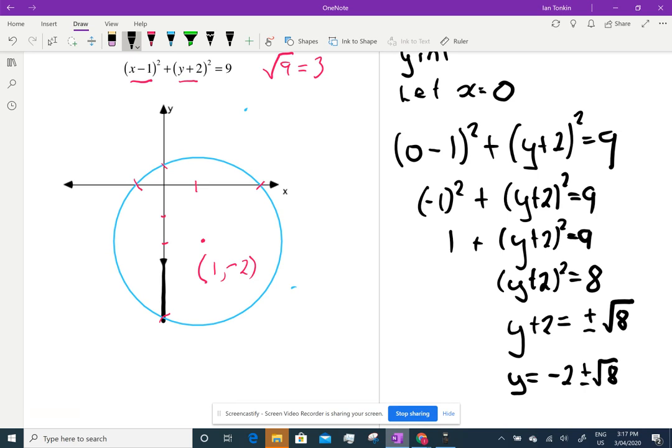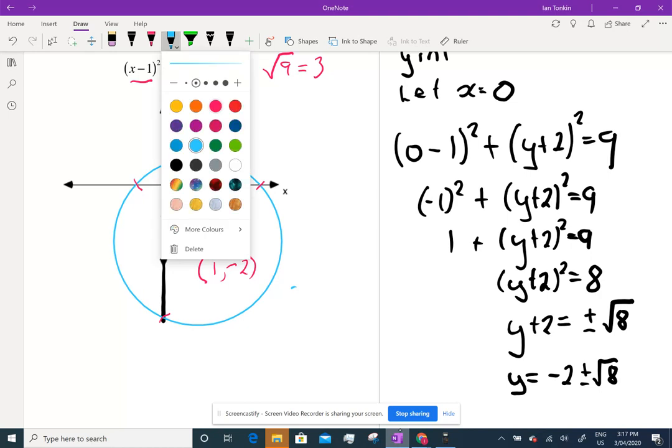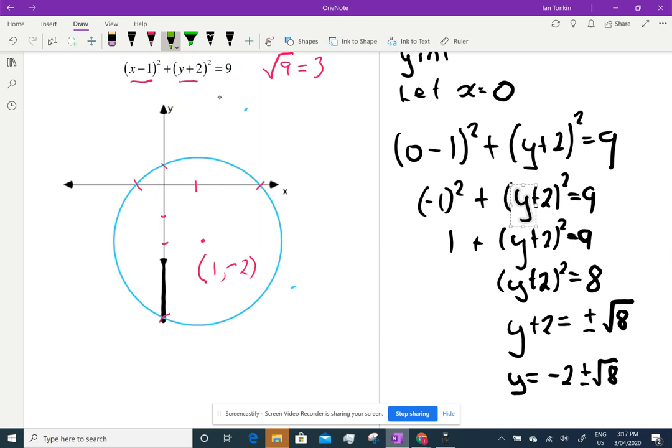Now you can work that out as a decimal. I'm going to do that in a minute. But think about this. That's telling you that here's y equals -2. There's y equals -2. That distance is root 8. So that's -2 plus root 8. And that distance is root 8. That's -2 minus root 8.